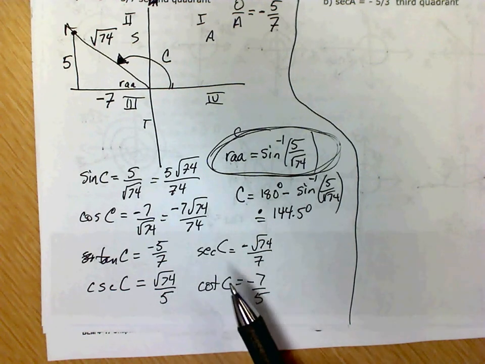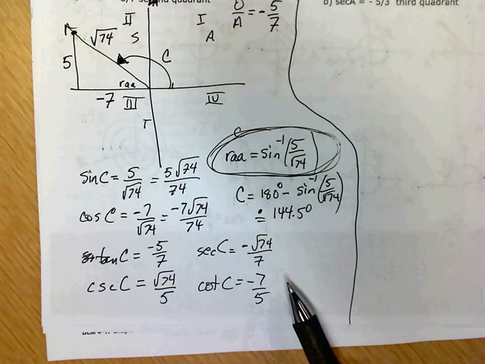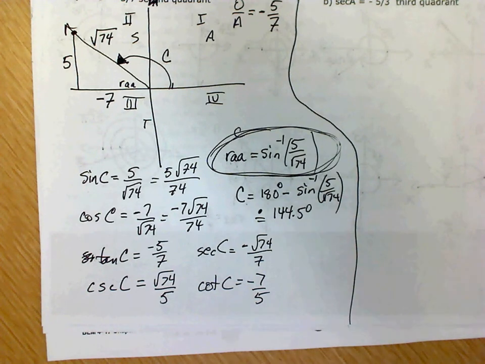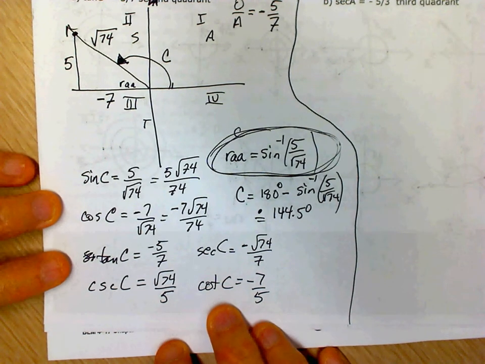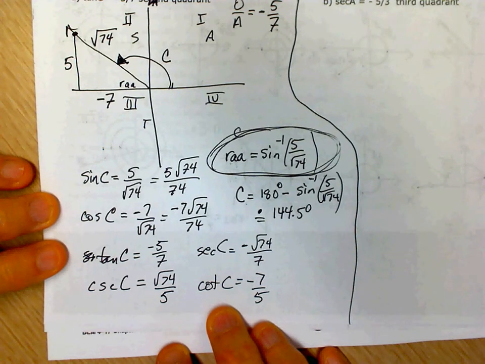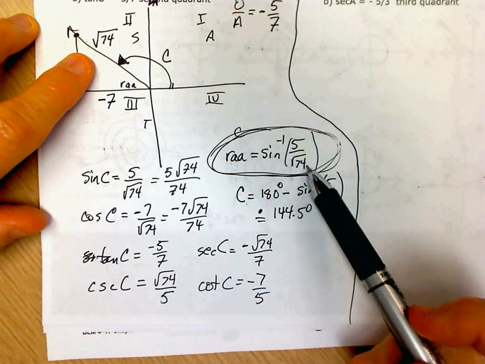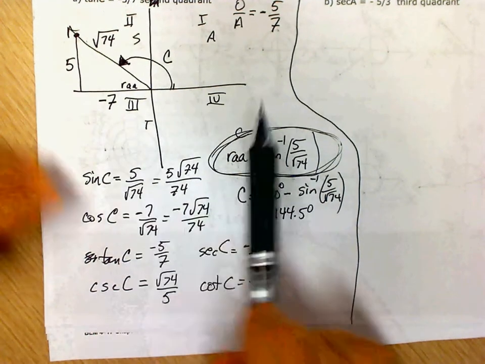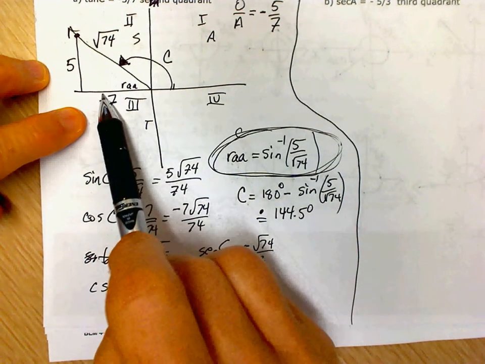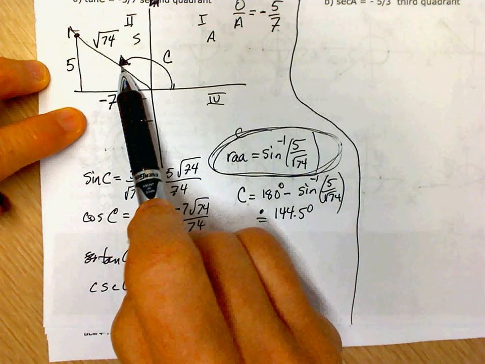I know you need time to absorb that. Are there any questions? See, when you go inverse sine of 5 over root 74, you get the related acute angle. You don't get C. So in order to find C, we have to go 180 minus the related acute angle.